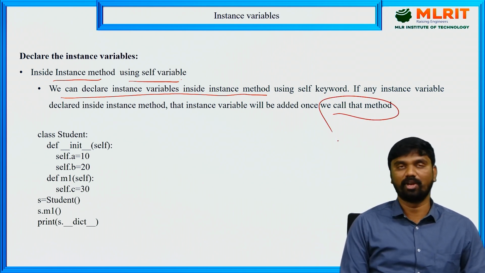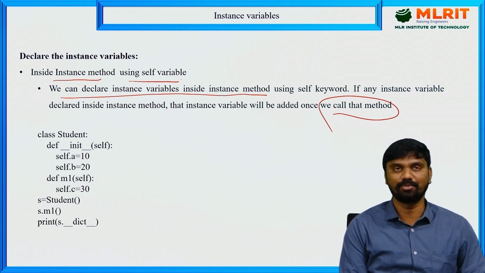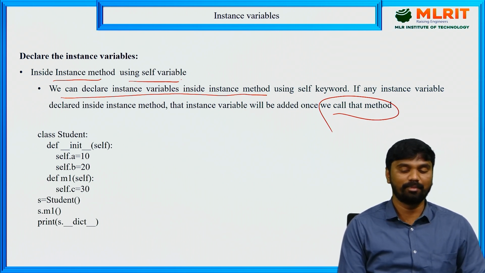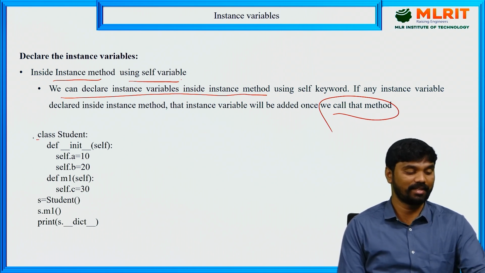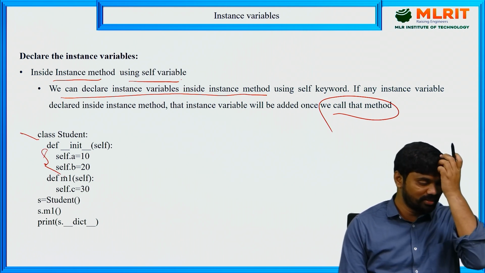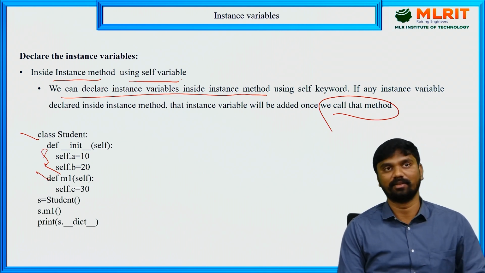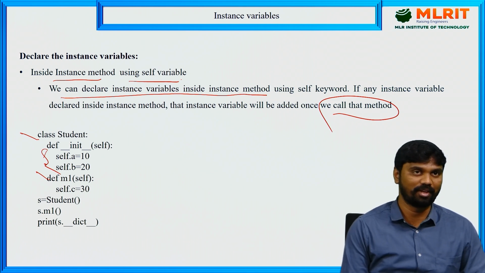So whenever we call that method, automatically at that time that instance variable will be applicable to that object. Now see, there is a class. What is the class name here? Student, and a constructor. Inside this constructor, two instance variables are defined. Next, the M1 method also defines one variable, that is the C variable, right?